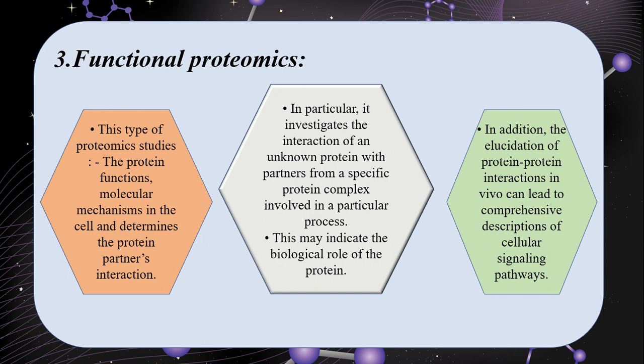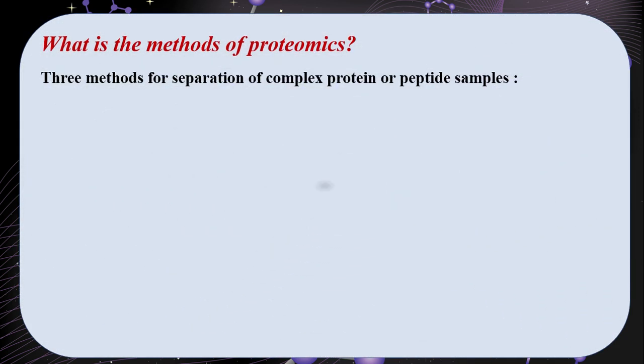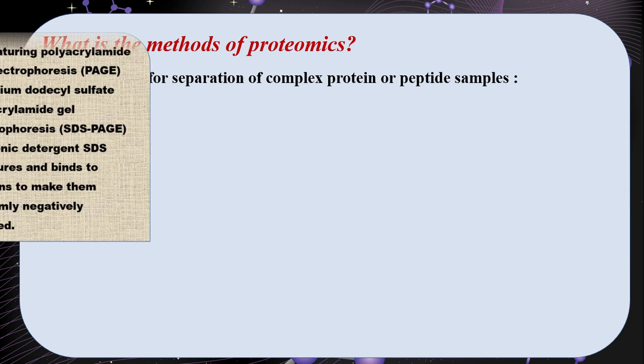In addition, the elucidation of protein-protein interactions in vivo can lead to comprehensive descriptions of cellular signaling pathways. What are the methods of proteomics? There are 3 methods for separation of complex protein or peptide samples.